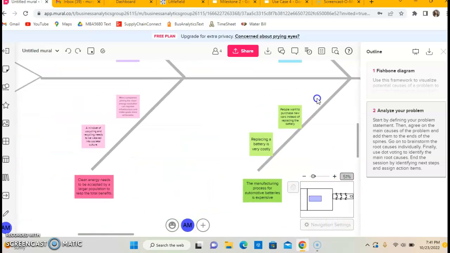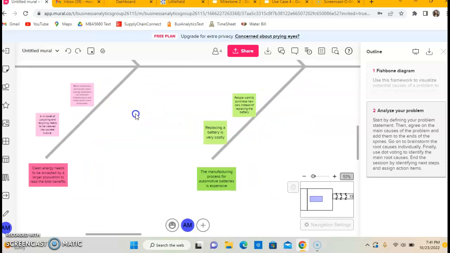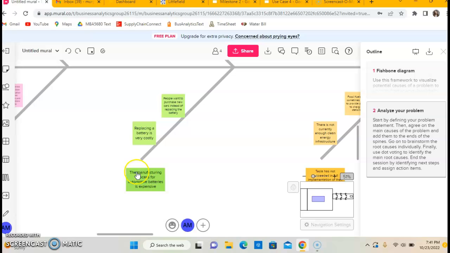So for our prescriptive, our root cause was identified as clean energy needs to be accepted by a larger population to reap the total benefits. So a mindset of upcycling and recycling needs to be weaved into societal culture, and more companies joining the clean energy revolution can improve infrastructure and make goals more achievable. And then the manufacturing process for automotive batteries is expensive. Replacing a battery is very costly, and people want to purchase new cars instead of replacing the battery.